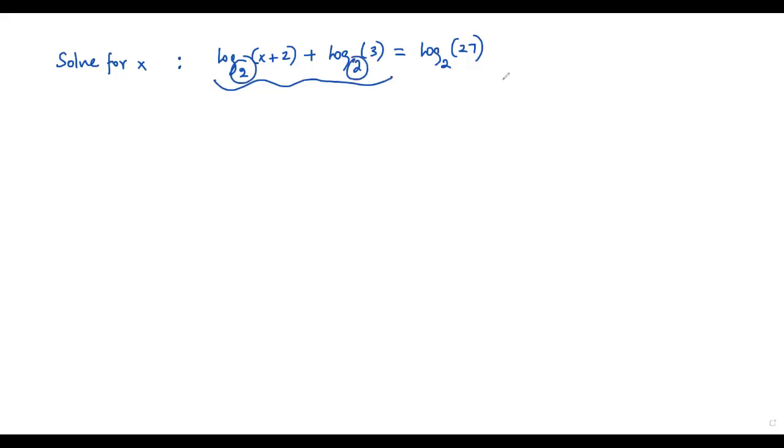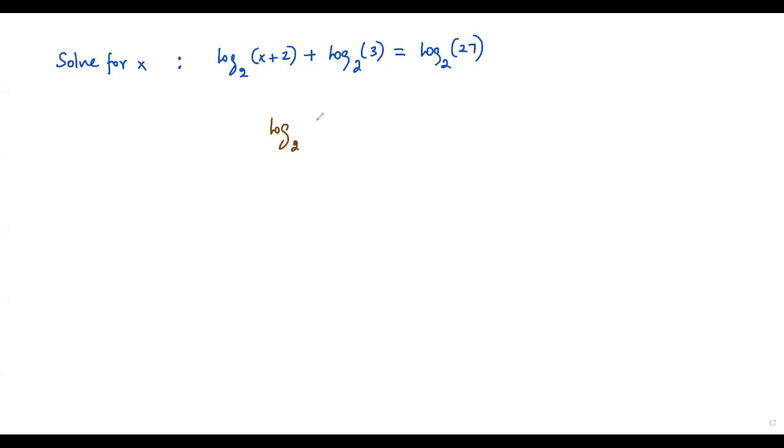with the same base. So whenever I add two logarithms with the same base, what I can do is take logarithm once with the base, and I have to multiply the arguments. This is the product rule of logarithms. So I am taking logarithm once with the base 2. And now I'm going to multiply the arguments.